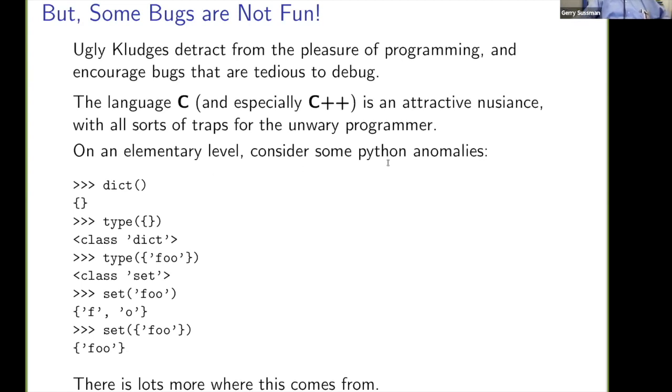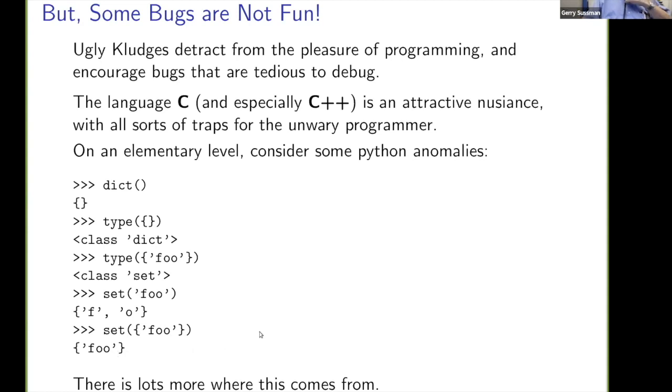Consider Python. Python's a language which has got lots of good ideas in it, like, for example, generic sequences. But just look at this. If I make a dictionary, I get something with the squiggly brackets, and the type of that is indeed a dictionary, as I'd expect. But if I put something in between those squiggly brackets, I get something called a set. So maybe making a set is the same as making a dictionary? Probably not. If I make a set of an object foo, what do you think I get? Oh my gosh, I get the F and the O. But a set containing a singleton thing like that is itself.